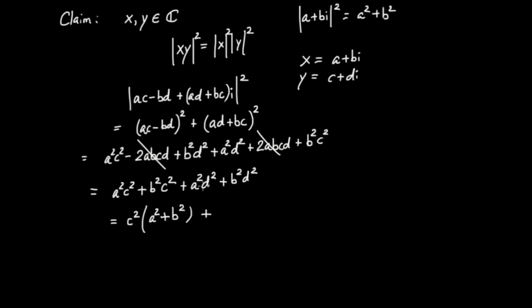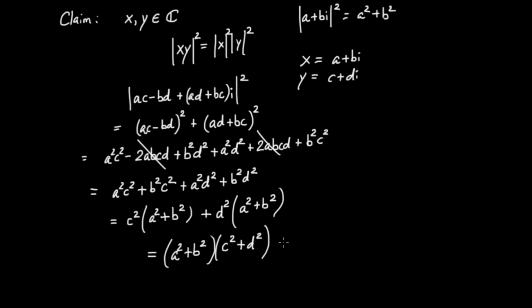And now out of these second 2 terms here, I'm going to factor out a d squared. And again, I have a squared left plus b squared. And now I notice that I have 2 terms here, and both terms have a factor of a squared plus b squared. So I'm just going to factor that out of both terms. A squared plus b squared times c squared plus d squared.